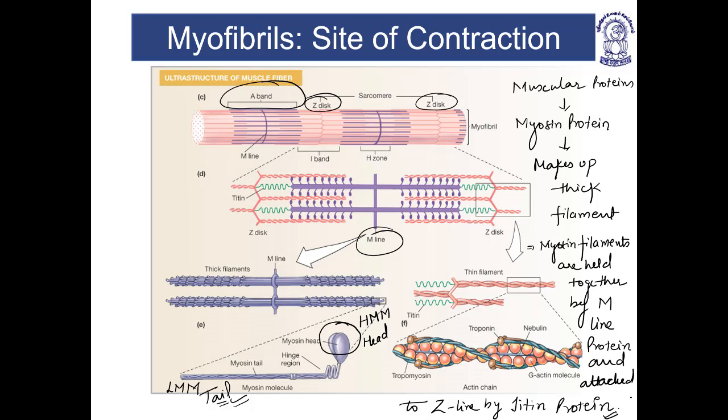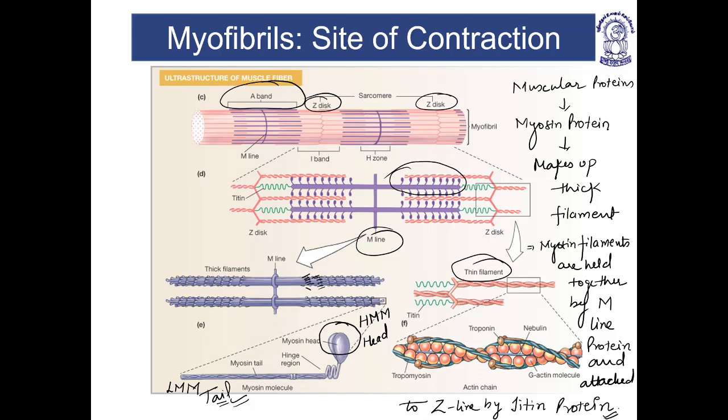Understood? Now, you can see the heavy meromyosin head has cross linkages. You can see here the spokes. These are the spokes. This is the thin filament, and these are thin filaments and these are thick filaments. So these thick filaments slide over the thin filaments to make the contraction possible.